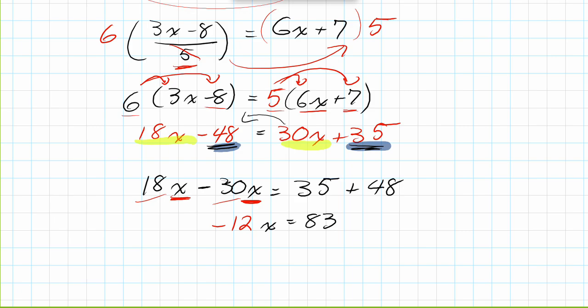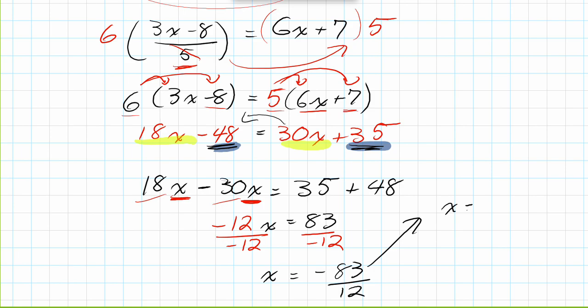Our very last step here is to get rid of this coefficient. If I divide both sides by negative 12, I end up with x is equal to negative 83 over 12. This is an improper fraction, but they happen to say in this question they want a mixed fraction. So again, I have to go through some of my fraction rules. I have to figure out how many times 12 goes into 83. My answer is going to be negative, so x is going to be equal to some negative mixed fraction, but I'm going to have to do some long division.